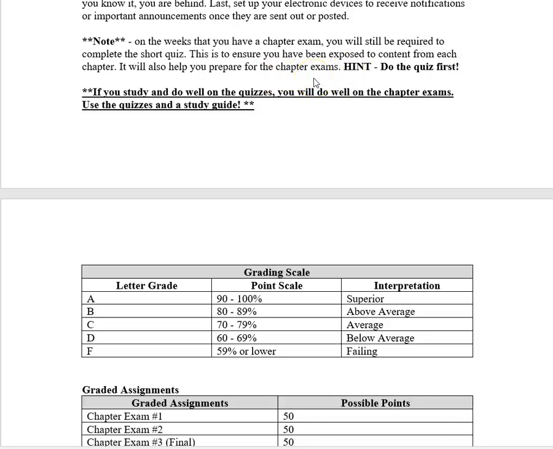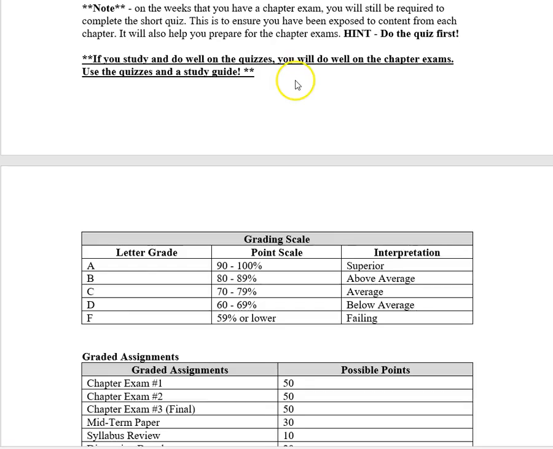The quizzes are there to help you be exposed to the content from each chapter. So if you do the quiz first, you get that exposure, and then you can take the chapter exams.